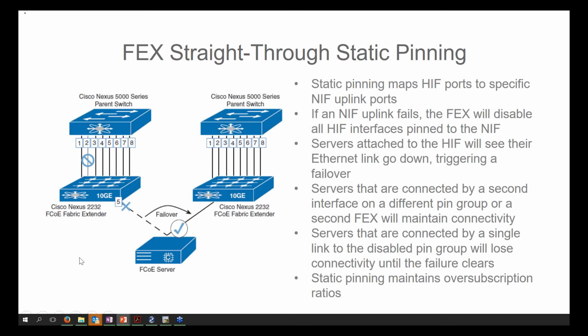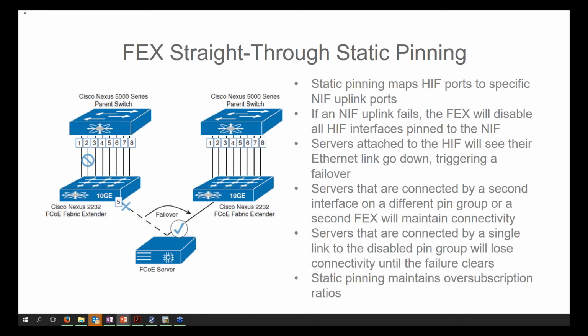If they're connected by that second interface in a different pin group, or if they're on a second FEX, they're going to maintain their connectivity from the failover. If they're connected via a single link to the disabled pin group, they're going to lose connectivity until that failure clears. And the reason why they sometimes do static pinning is because it maintains the oversubscription ratio.